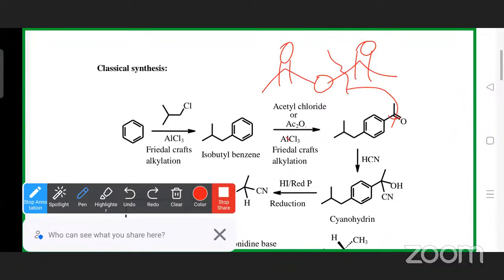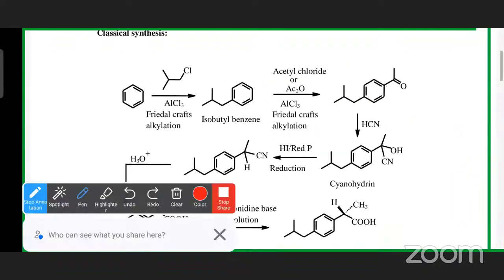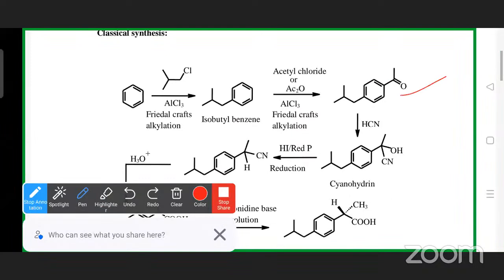So upon Friedel-Crafts acylation reaction at the para position, the acetyl group is going to attach here. At the para position to the isopropyl group, here is the acetyl group. Then you do the addition with hydrogen cyanide, HCN addition on your carbonyl group here, right?